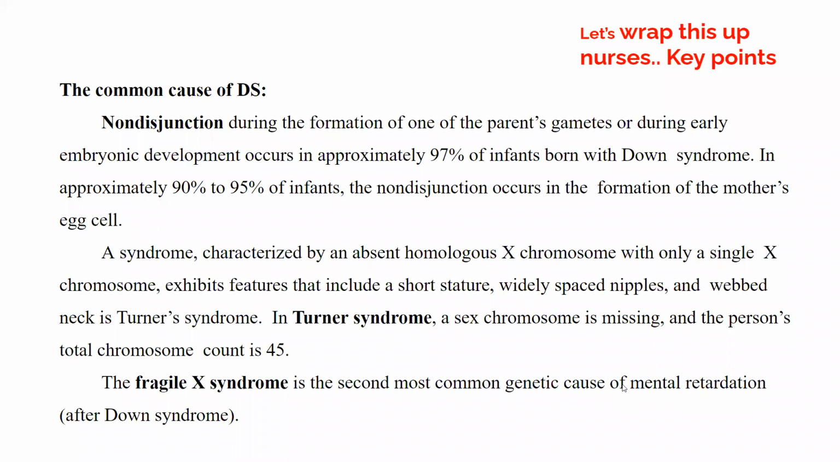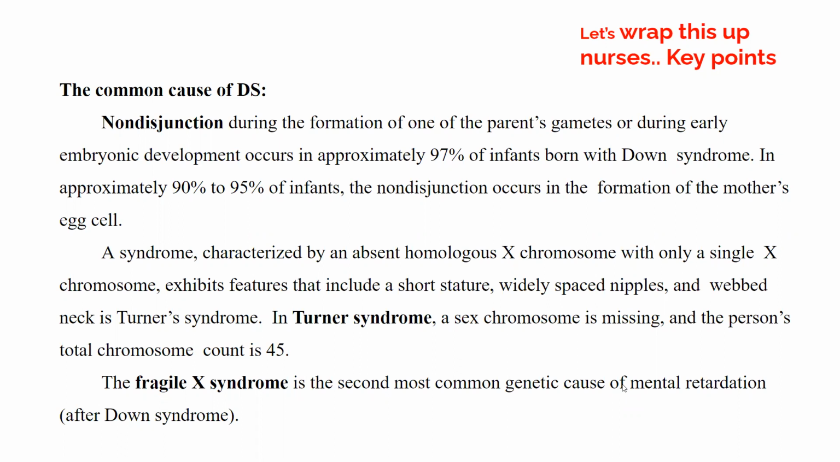Down syndrome is often seen, and the term used here is non-disjunction. During the formation of one of the parent's gametes or during early development of the embryo, 97% of the infants are born with Down syndrome. This is characterized by the absent homologous X chromosome, with only a single X chromosome, that exhibits the features of Turner syndrome. In Turner syndrome, a sex chromosome is missing, and the patient's total chromosome count will be 45.